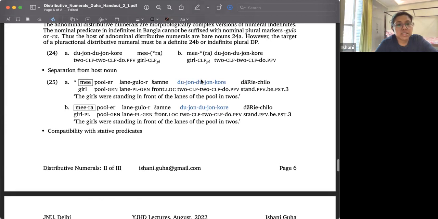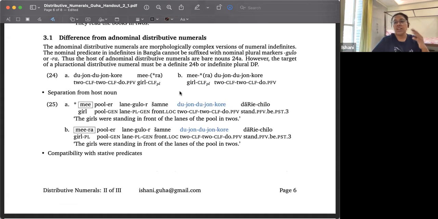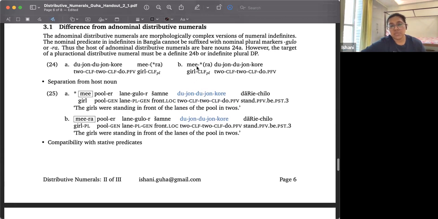And moreover, the noun in 24a cannot be separated from the numeral in any way. This is true for a general numeral indefinite anyway. Whereas this mera in 24b can be easily separated from the dujon kore, no problem. So the definite plural that can be associated with the adverbial numeral is easily linearly separable.